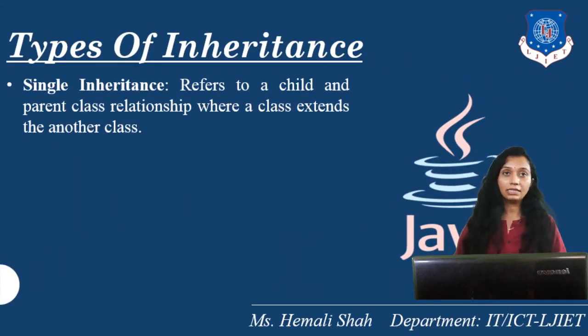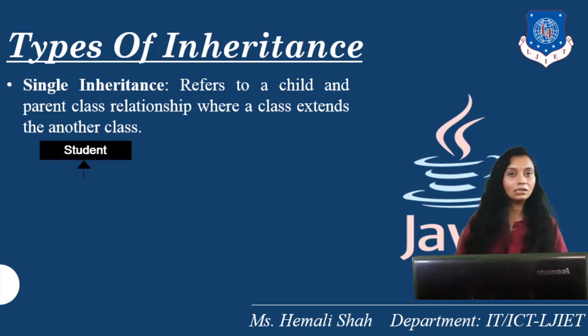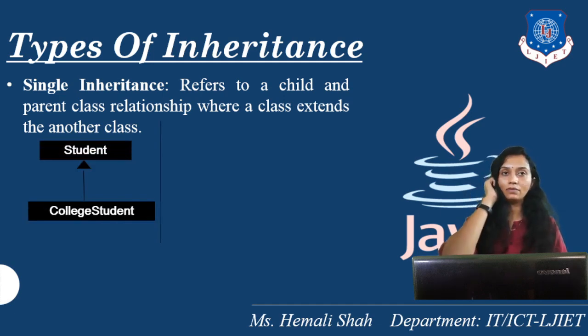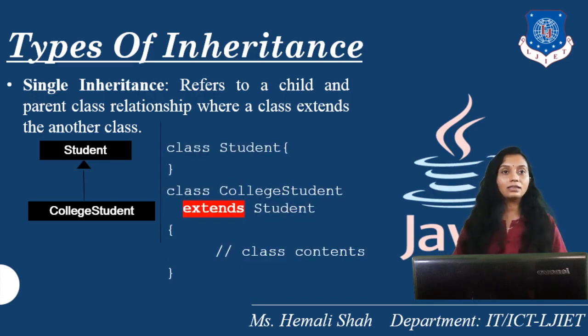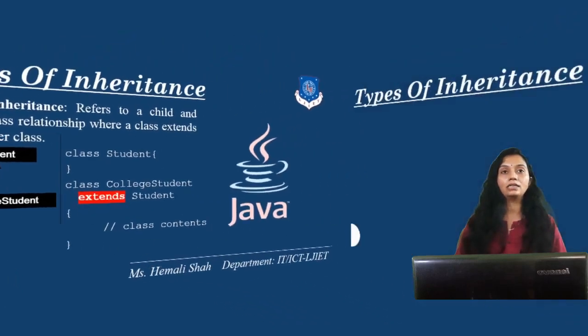Now more about the types of inheritance. First is single inheritance. It refers to a child and parent class relationship where a class extends another class. So this is the single inheritance. One class is available and we are creating another class, college student, from the student class. So this will be the syntax, and this is the example of single inheritance.